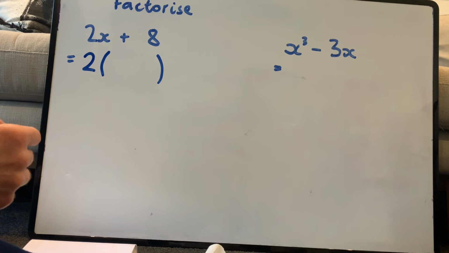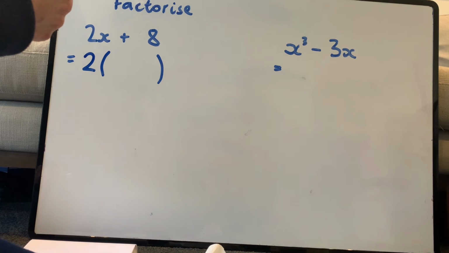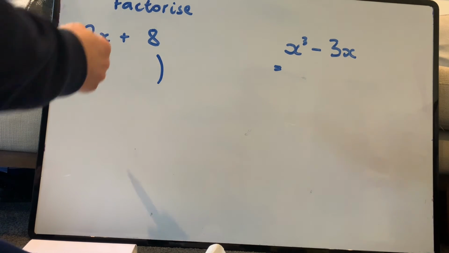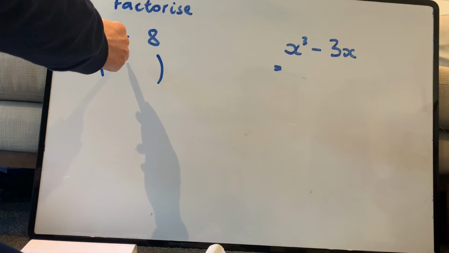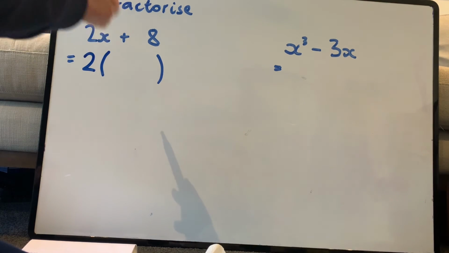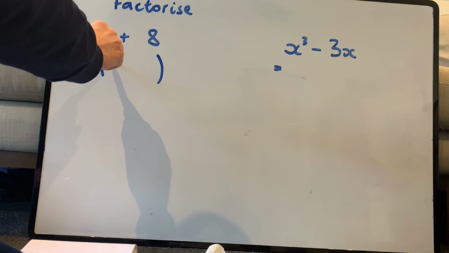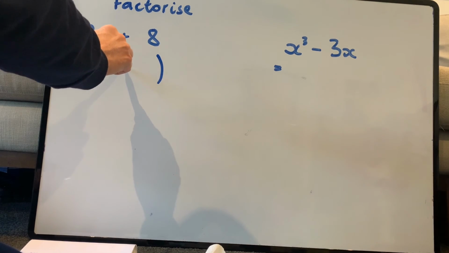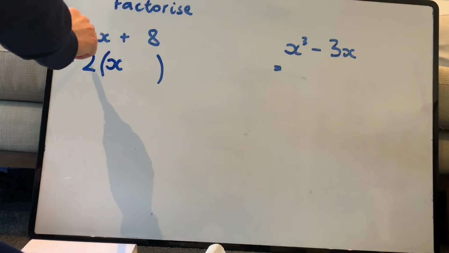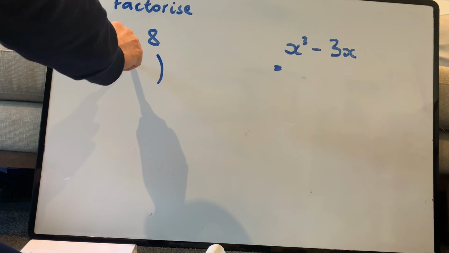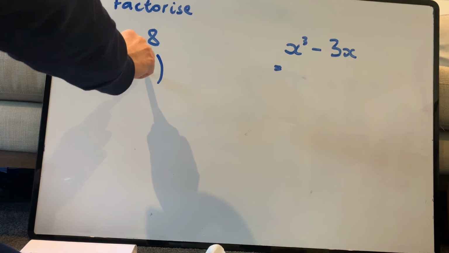And now you say to yourself, well, if you were to expand this, expansion is the opposite of factorization, what goes in the bracket so that you end up with 2x plus 8? That is to say, 2 times what equals 2x? X. 2 times what equals 8? 4.